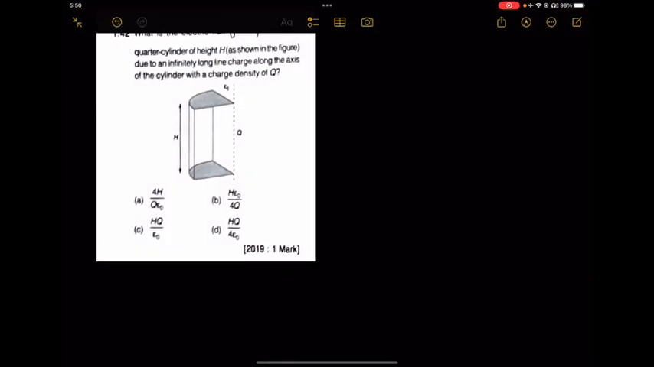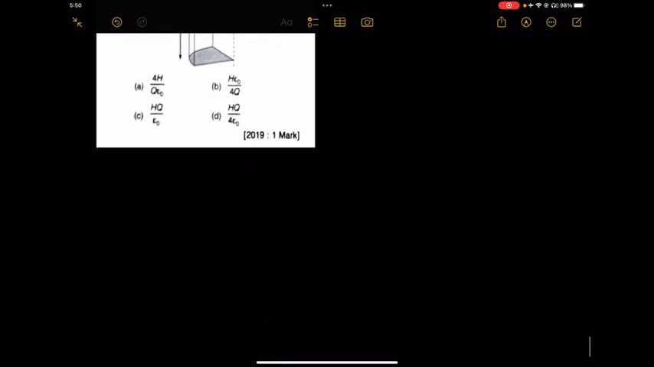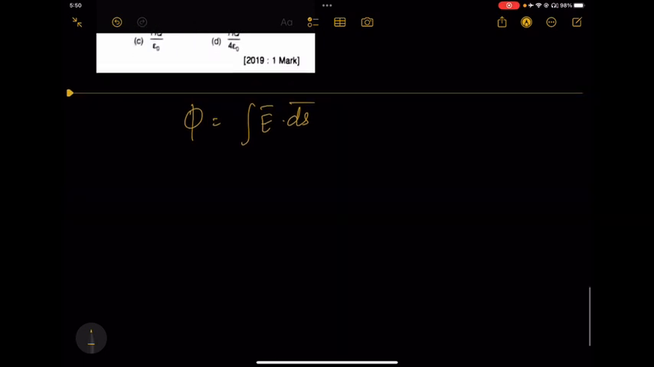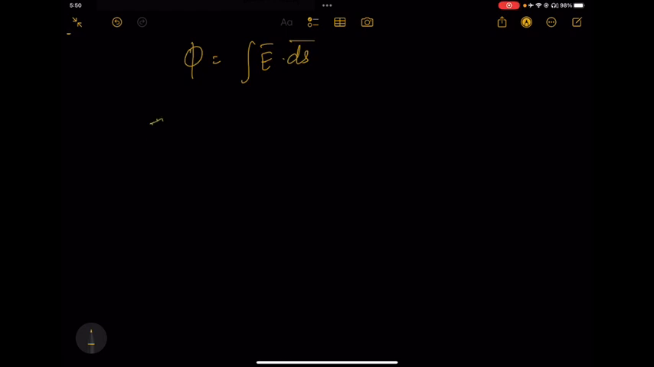How do you attempt this one? First understanding is they are interested in flux, that is E dot ds, not D dot ds. If you want E dot ds, first you need to know what is the E for the line charge. For the line charge, what is E? Just to give you a short introduction for that.